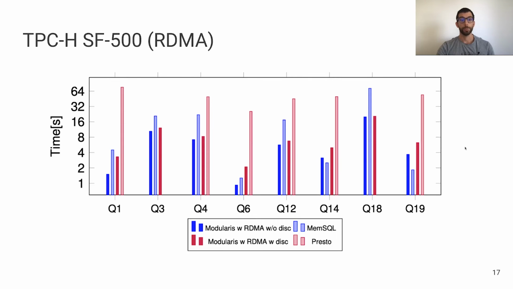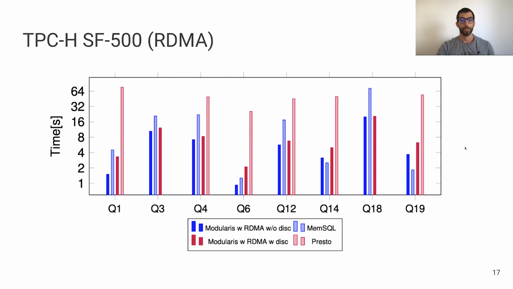Another operator responsible for a large part of the overall runtime is reduce by key, which uses a highly optimized version of a parallel hash map in Modularis and thus executes large aggregations very fast. The difference is obvious in queries 1 and 18, where Modularis is 3 and 3 times faster respectively.